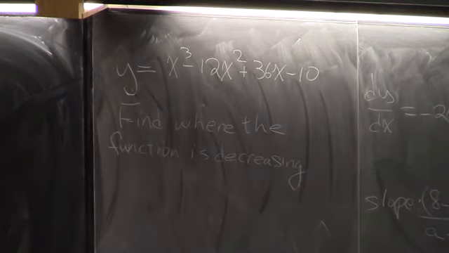Suppose I have f of x, so y equals x cubed minus 12x squared plus 36x minus 10. Find where the function is decreasing.